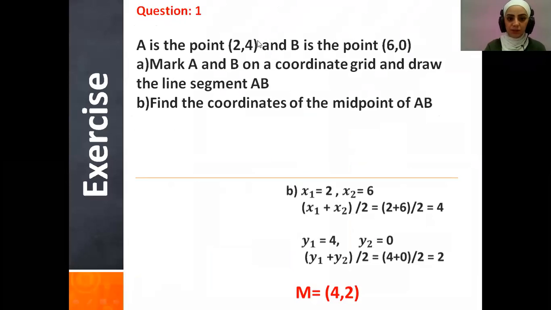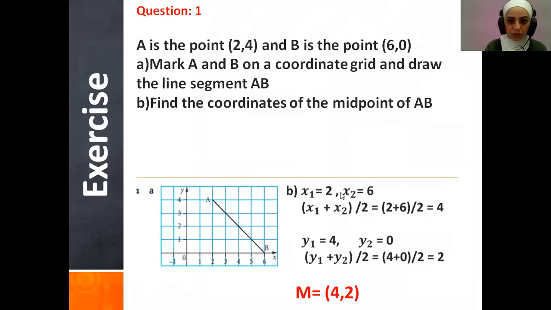Part A is so easy. If you want to graph the points, this is how we graph it. You draw the x-axis and y-axis. You plot the point 2, 4 for A. This is 2, 4. This is point A. And for point B, it's 6, 0.